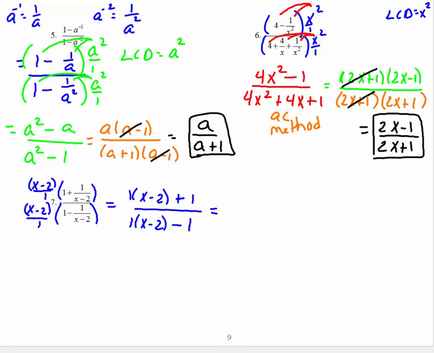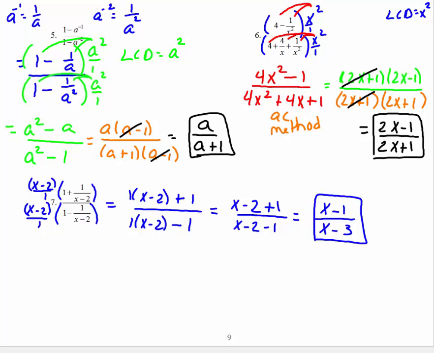Distributing your 1 doesn't really change anything, so I just get an x minus 2 plus 1. And the denominator, distributing the 1, again I just get an x minus 2 minus 1. Combining like terms, we get an x minus 1 all over x minus 3. Those cannot be factored, so therefore nothing cancels, and that's my final answer, x minus 1 over x minus 3.